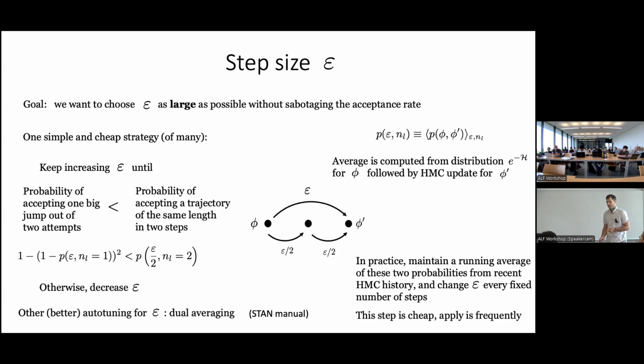So do you do that during your Monte Carlo run, or do you just do it during warm-up and have a fixed epsilon for your Monte Carlo? Sorry, I should have prefaced all this: all of these hyperparameters are tuned in the warm-up. Okay.